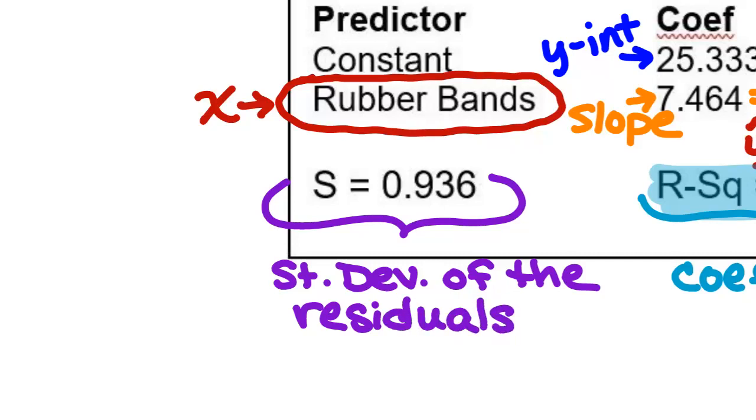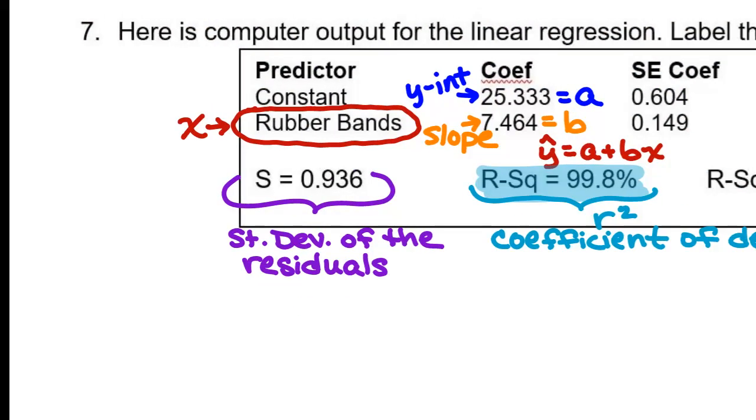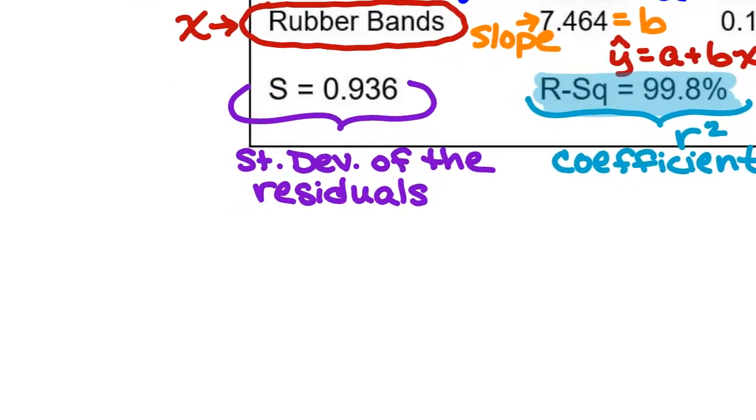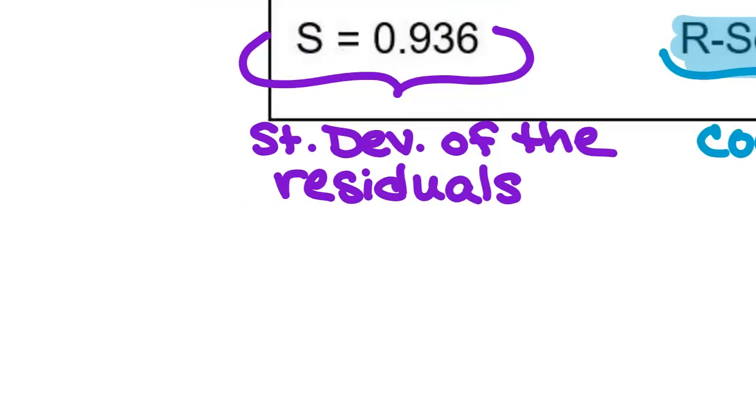Nope. The standard deviation of the residuals. You can call it S, but you do need to know what that S means. You will be asked to interpret what S means, what the standard deviation of the residuals means, and here is how we will interpret that.